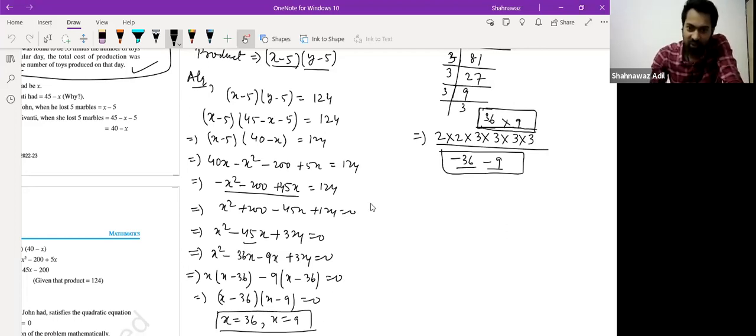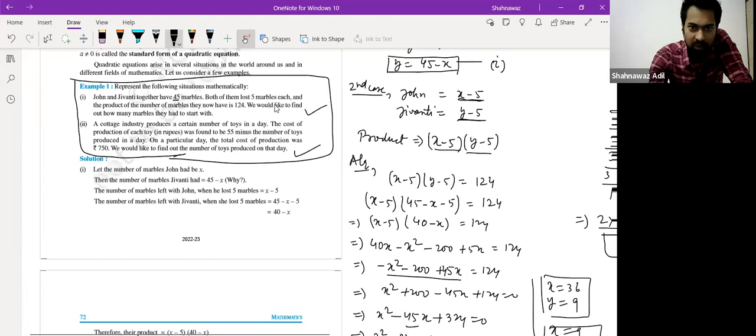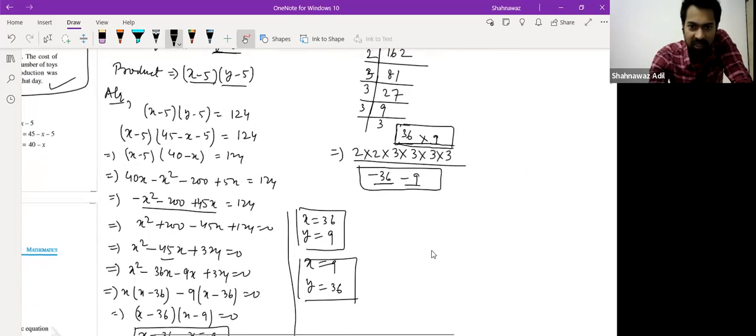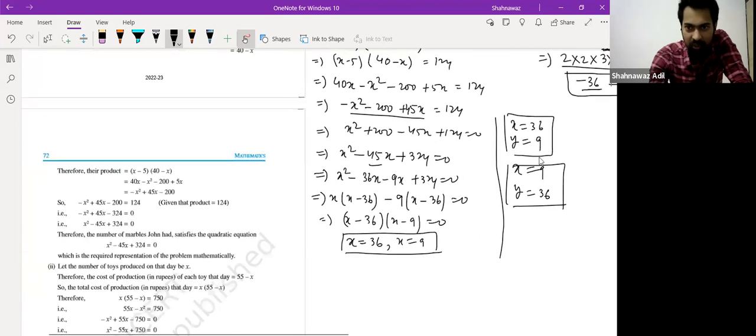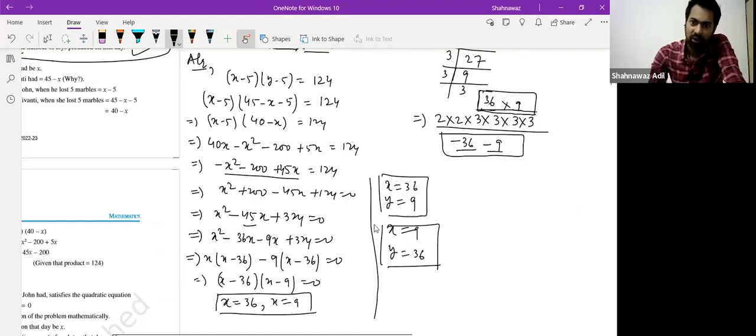Okay, so 36 and 9. One would be 36 and the other would be 9. So if x is 36, y is 9, and if x is 9, y is 36, right? So who has the greater number? Did they mention who has the greater number? No. They just mentioned that John and Jivanti together have the marbles, so they didn't mention who has more marbles. So this is the answer.